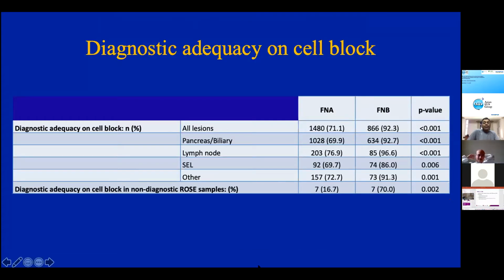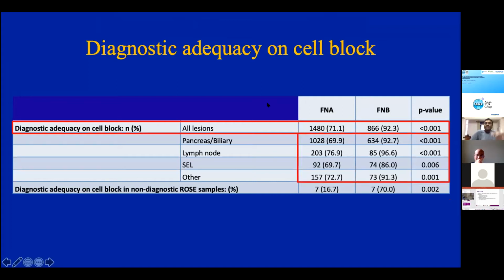And this is probably the most telling of all slides. Here's your diagnostic adequacy on cell block. And you can see that the FNB needle scores over the FNA needle in pretty much every single circumstance, whether it is a pancreatic lesion or any other lesion. Most importantly, in those days when we did FNA, if you didn't have an answer in the room, we would not even bother to check the cell block because we never had a diagnosis. But now, when your FNA in the room is not diagnostic, the FNB happens to be diagnostic about 70% of the time when you have a negative ROSE. And this again is statistically significant.